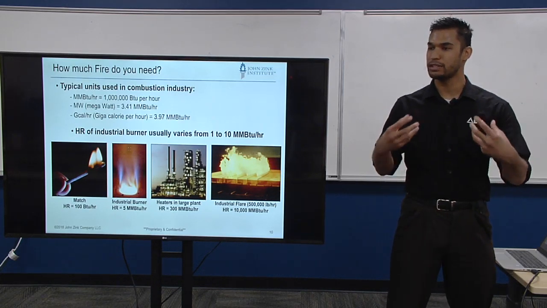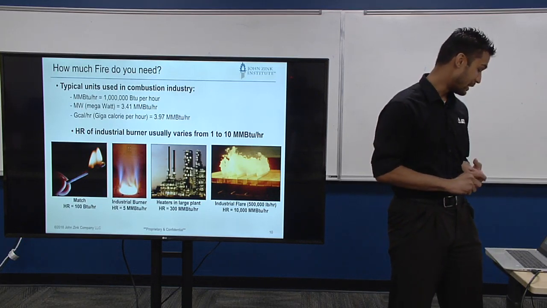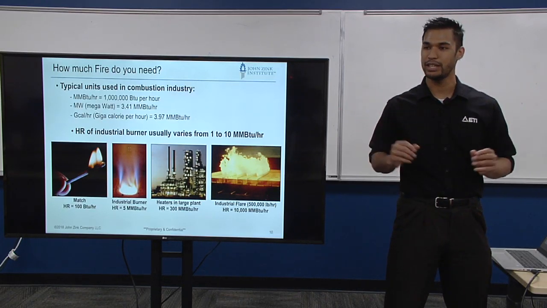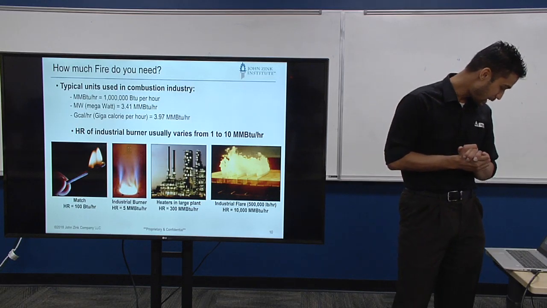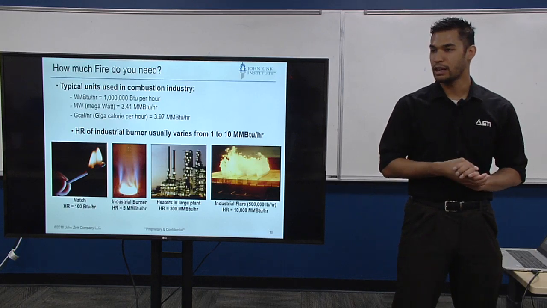That's how much energy you need to supply to heat your process to the right temperature. So it's a lot more than 100 BTUs an hour. You've got a whole industrial heater with hundreds of burners firing a lot of fuel. And then you have a flare, right? A flare is a safety system for a plant.